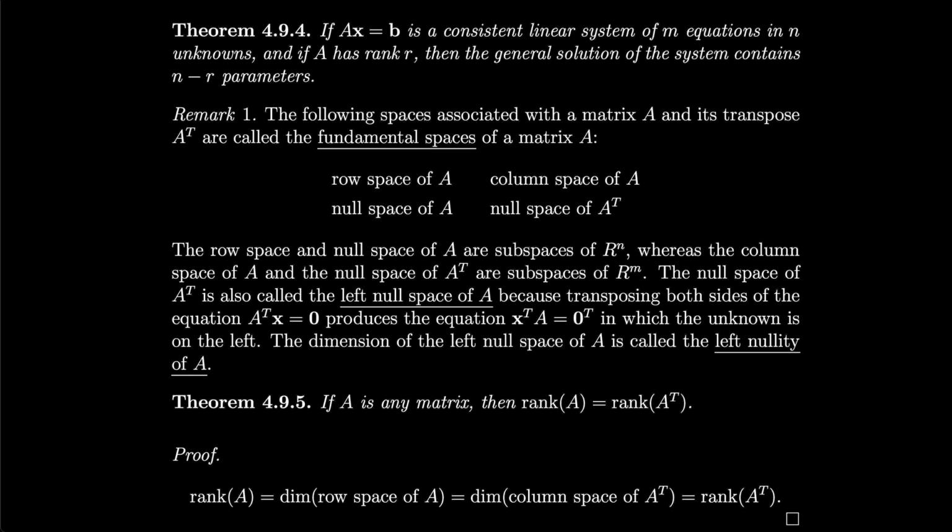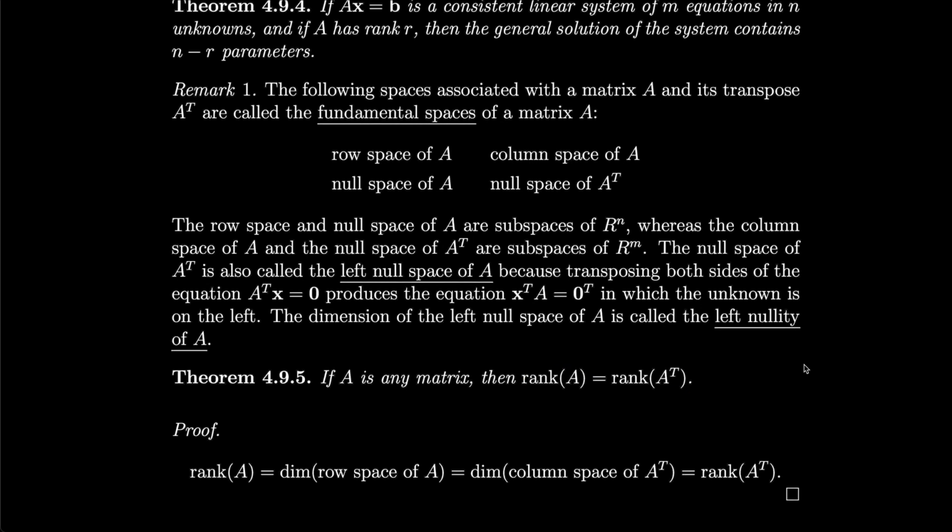The dimension of the left null space of A is called the left nullity of A. Let's focus on A transpose for a little bit. If A is a matrix, then the rank of A is equal to the rank of A transpose, it turns out. Let's prove that.